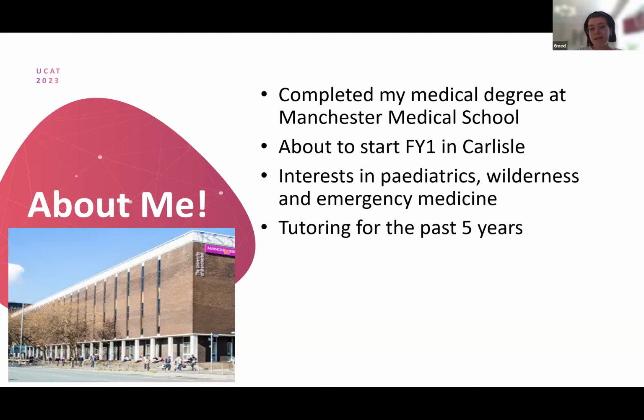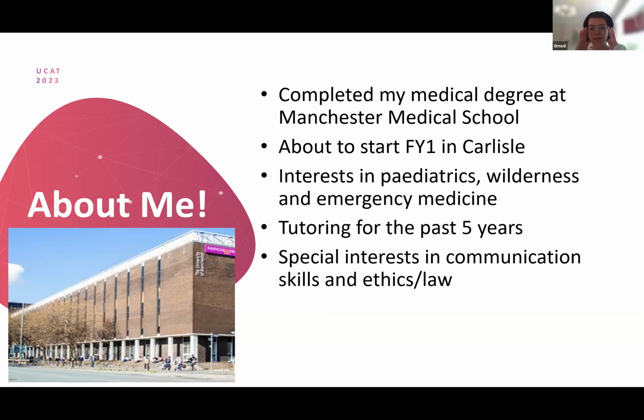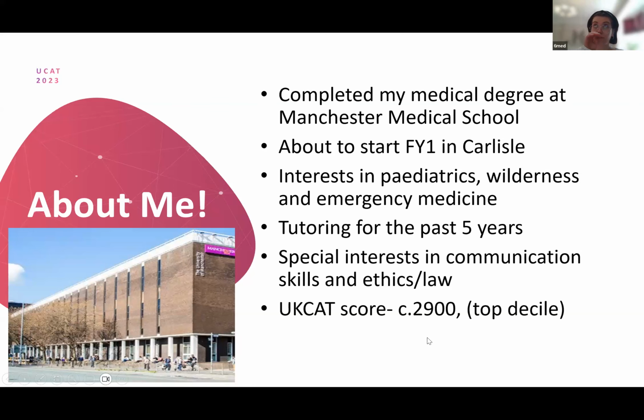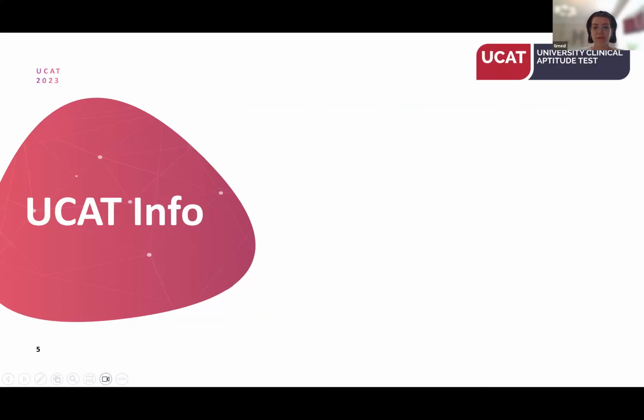I've been tutoring with SixMed for the past 5 years, and I've worked with other charities and outreach projects as well in that time. In terms of tutoring, my special interests are in communication skills and ethics and law. So especially if you've got any questions about situational judgment, I'm probably the person to ask. I've done most of my university projects on those kinds of topics. So feel free to ask anything. And because everyone asks, my UCAT score was somewhere around 2900 all in all, which was the top decile in the year I did it. Back when I sat the UCAT, it used to be called the UKCAT, but it was exactly the same as it is today.